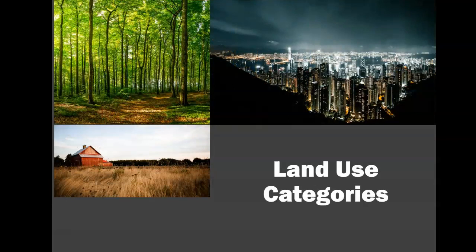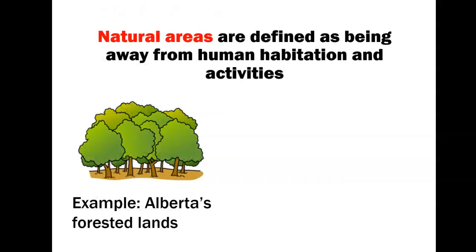How do we know which land use category to use? Let's go through the definitions of them. Again, we've got natural areas, agriculture, residential parkland, commercial, and industrial. Natural areas are defined as being away from human habitation and activities. So, for example, Alberta's forested lands. Forested lands that are specified as grazing leases represent a special case that requires an amendment to the normal scenario, whereas on grazing leases, livestock soil ingestion and protection of groundwater for livestock pathways have to be addressed.